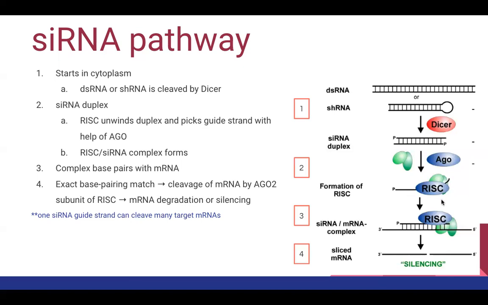And unlike in the miRNA pathway, there's no option for imperfect matches. In this case, it's going to be an exact base pair matching of the mRNAs. And then Argonaute will degrade or silence the mRNAs. And one thing to keep in mind is that one siRNA guide strand can cleave many target mRNAs. It's just that they have to be of an exact sequence.